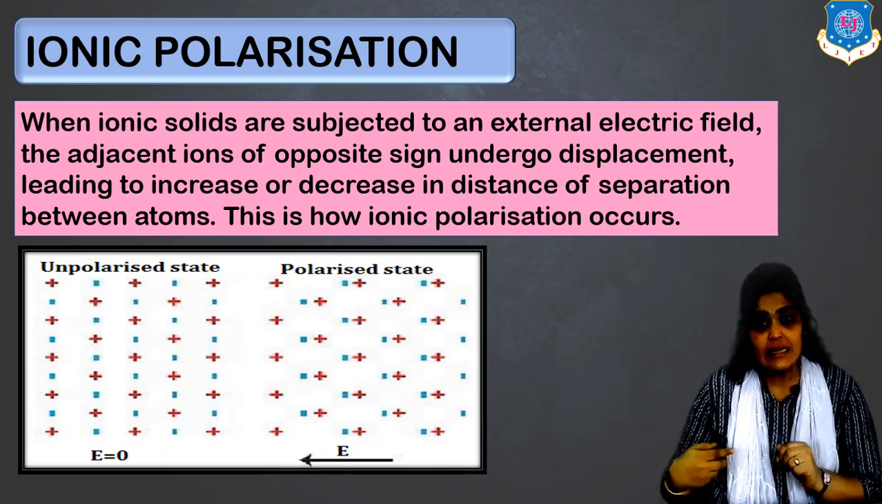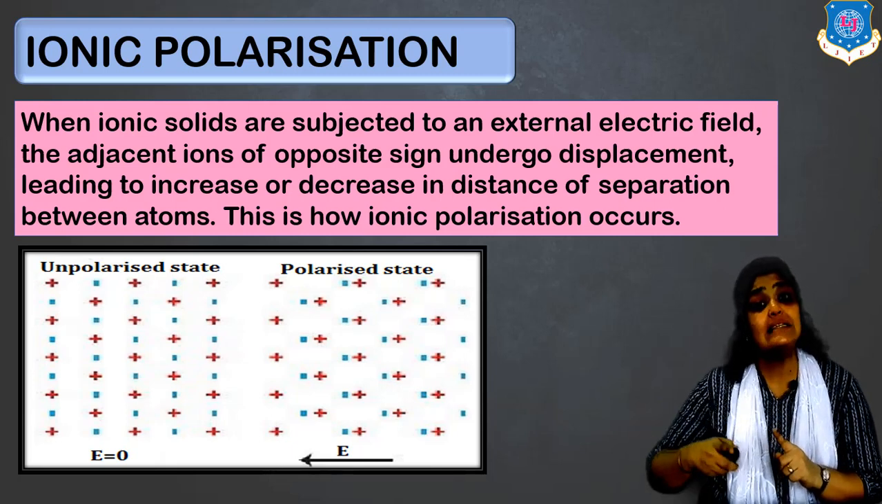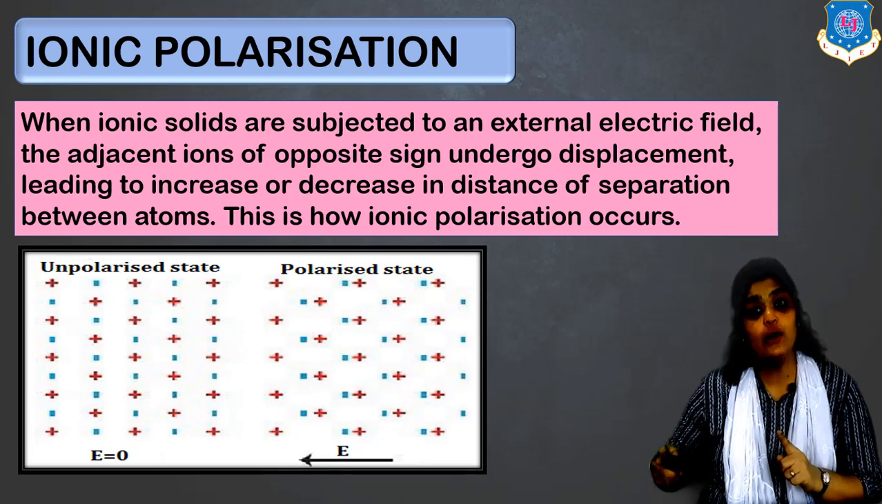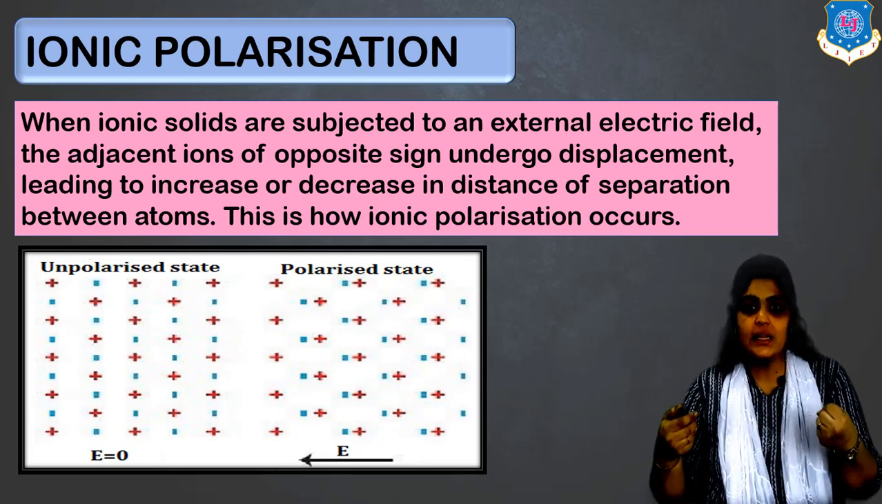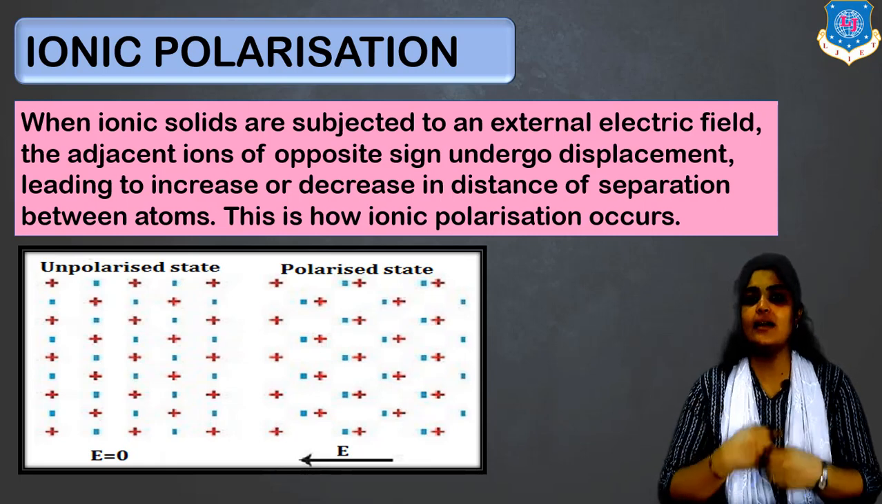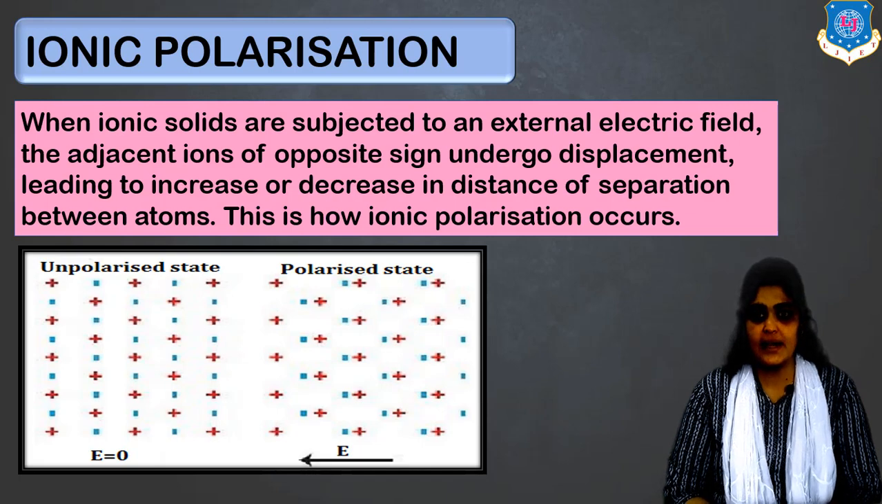So if the electric field is in the left direction, the positive ions will move towards the left side, whereas the negative ions try to relocate towards the right hand side. So now there is a distance between the positive and negative ions, and we say that dipoles are induced. This is how ionic polarization takes place.